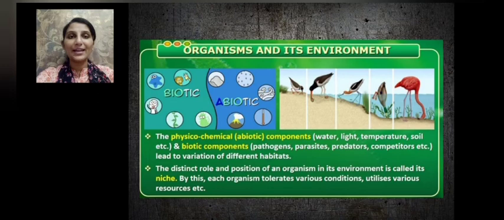What is the role of the organism in an environment? And what is the position an organism holds in an environment? That is called a niche. Within this niche, each organism tolerates various conditions and utilizes various resources, and thus it is able to survive and reproduce in an environment.